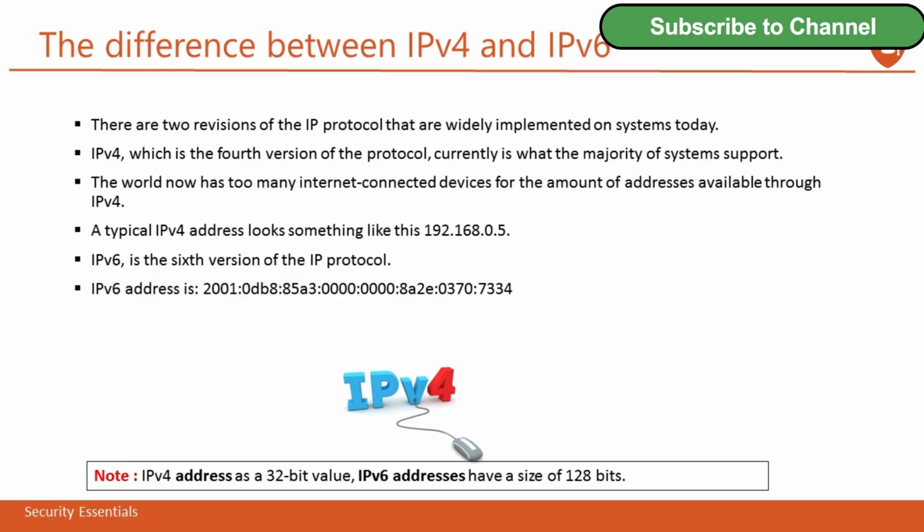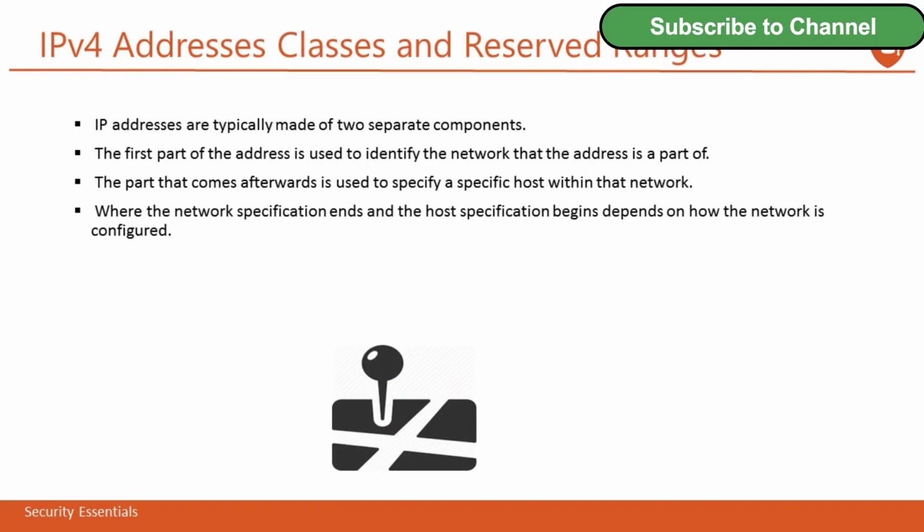Next is IPv4 address classes and reserved ranges. IP addresses are typically made of two separate components. The first part of the address is used to identify the network that the address is a part of, and the part that comes after it is used to specify a specific host within that network.